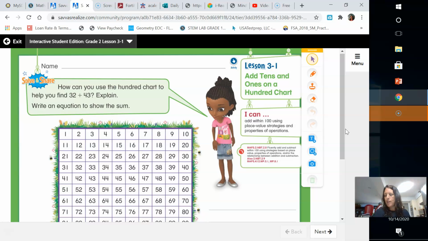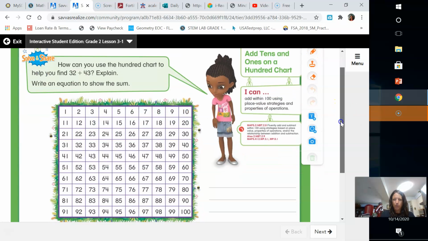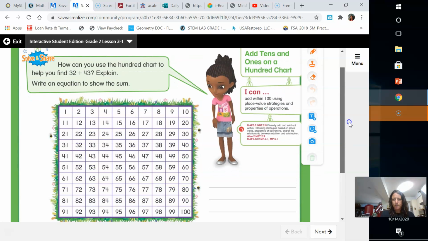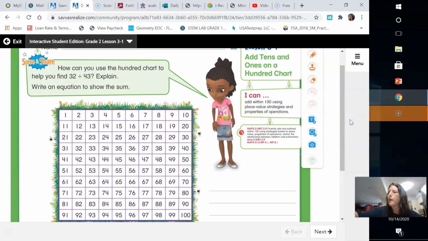So do page 90, and then I'm going to start you off on this lesson 3.1 and help you through this first problem. And I really think, my Cambridge second graders, that you can handle this. But I want you to pay very close attention to this first problem with me. Make sure you're understanding what I'm doing so that you are successful at doing it by yourself. So it says, how can you use the 100 chart to help you find 32 plus 43?